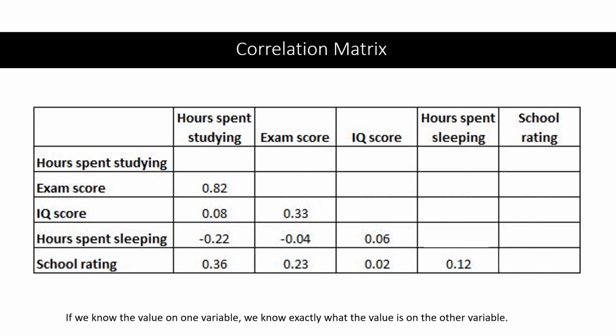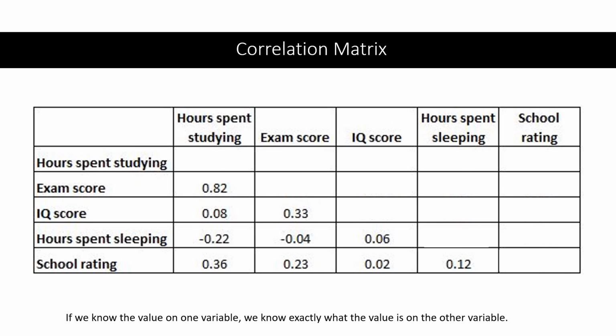For example, you can see here that exam score and hours spent studying have a correlation of 0.82, a strong correlation. You can see that there's almost no correlation between IQ score and school rating. It's 0.02, a zero correlation. We can see that there's a negative correlation between hours spent sleeping and hours spent studying. Tracking across and down, it's minus 0.22, a weak negative correlation.